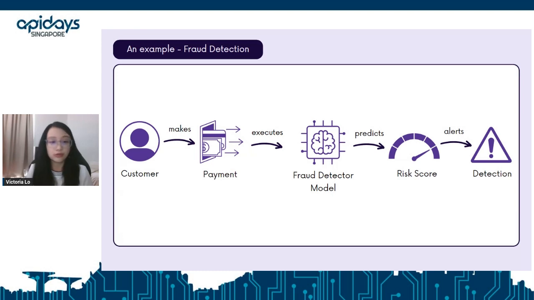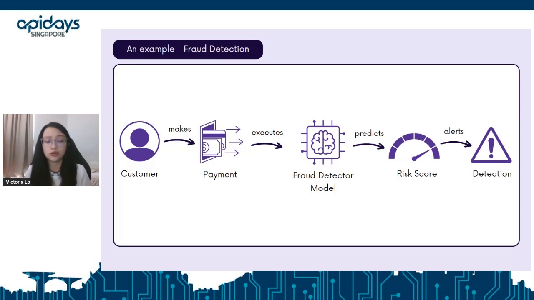First, when the customer makes a payment, let's say you buy something online, there will be transactions, right? And there will be billions of transactions. All this transaction data will be used as part of training the fraud detector model. Once a payment is executed, the fraud detector model gets triggered, and the model predicts a risk score. A risk score is an arbitrary number from 0 to infinity, let's say. The higher the score, the riskier the transaction is predicted to be.